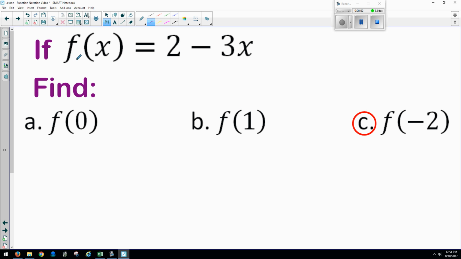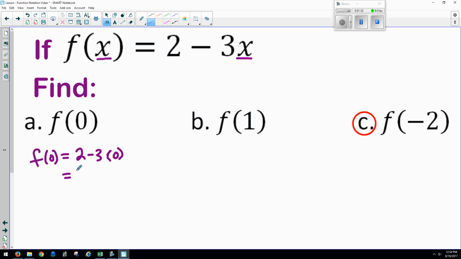So in this example, we're given a function and we're asked to evaluate certain values for x. So you can see instead of x, we have numbers in the parentheses. All that means is they want us to find the value whenever we substitute in 0. So instead of x, we're going to put 0 in for everywhere we see x. So f of 0 is equal to 2 minus 3 times 0. I'm just substituting in for x.